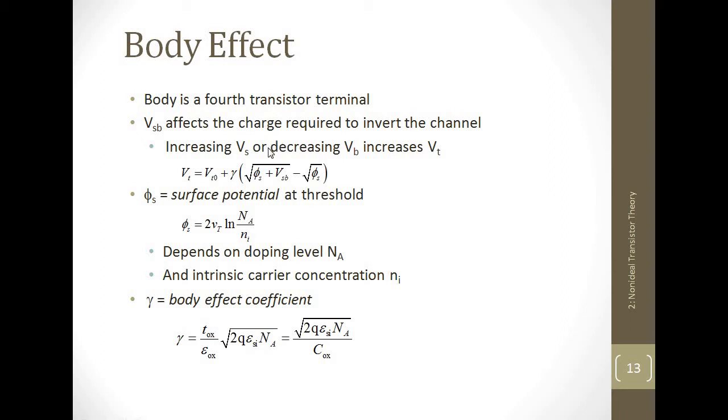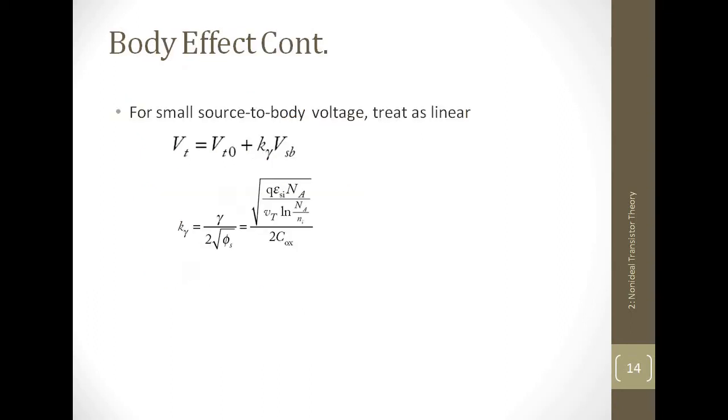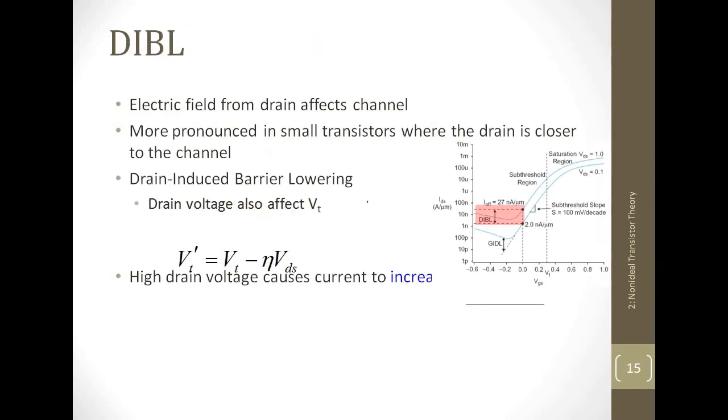Body is the fourth terminal. The body effect is the substrate bias or the base voltage. If we change it, that will change the threshold voltage. And if the threshold voltage changes, the switching parameters of the MOSFET also change. The same thing is given here in terms of the final equation. For small source to body voltage, treat this as linear.